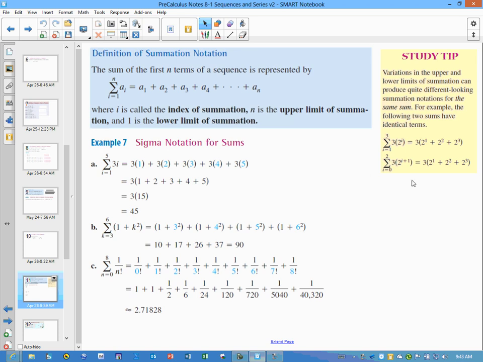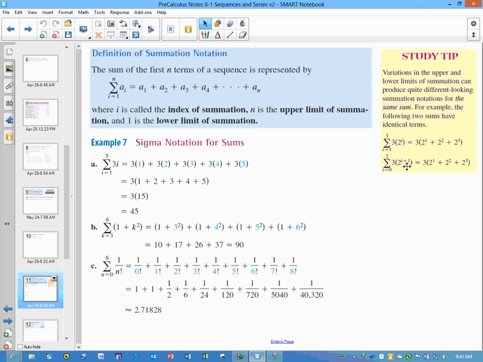Alright, now also one other thing to be aware of is notice how two different sums can actually give you the same value and look different depending on whether they're starting with a 0 or starting with a 1. So the sum as i goes from 1 to 3 of this expression is the same as the sum as i goes from 0 to 2. Notice from 1 to 3 there are 3 terms, from 0 to 2 there are 3 terms.